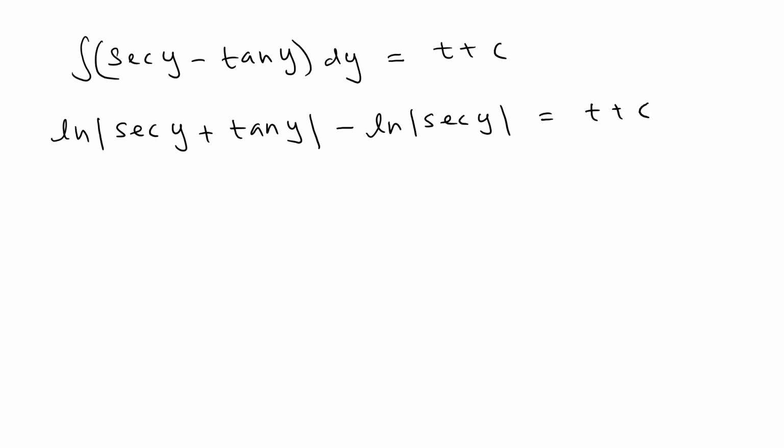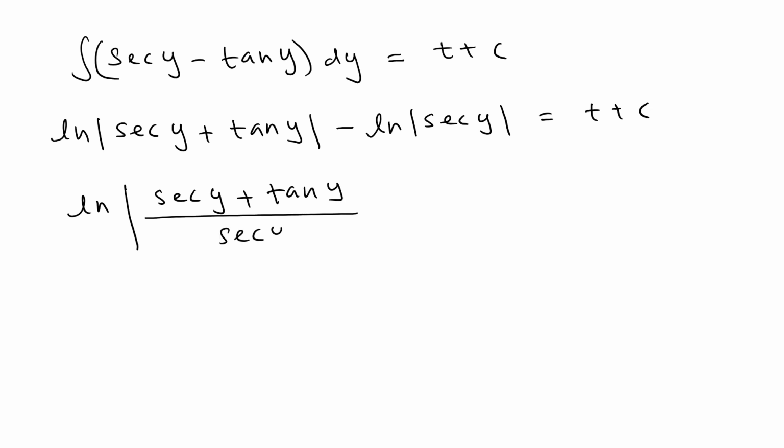So now what we can do is combine them into one. We can write this as ln. You write the first one, secant y plus tan y, and the minus means a divide, so we divide by secant y equal to t plus c.